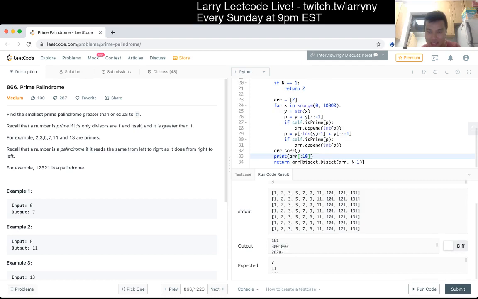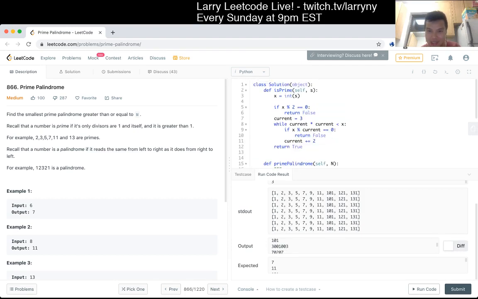1, 2, 3, 4, 5, 7, 9. Why does this code think... it's because this is LeetCode 2? Okay, fine. Yeah, okay.